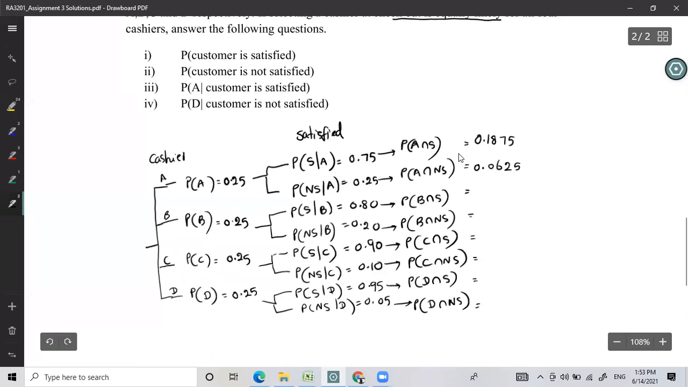0.1875. Yes, and then you have 0.002, right? Yes.